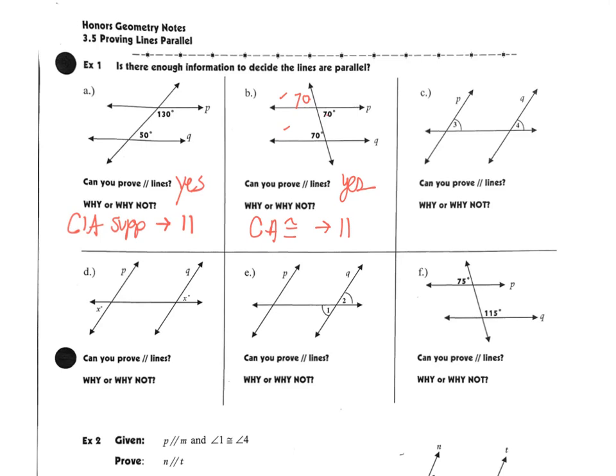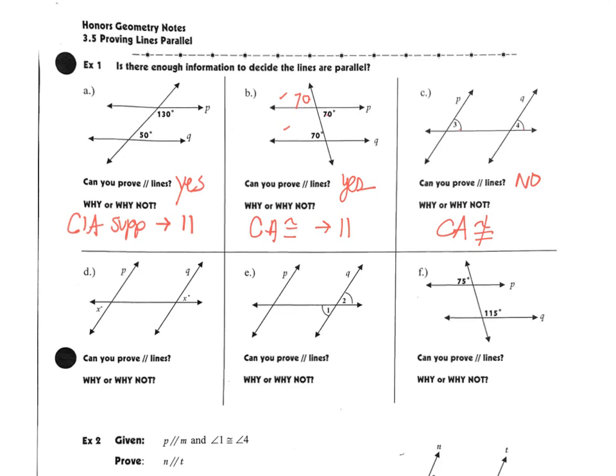If we look at example C, you can see that we are given angles 3 and 4, but we don't know anything about angles 3 and 4. What are their measures? So therefore, we do not have enough information to say that those lines are parallel, because we do not know that those corresponding angles are congruent. They're not marked off as congruent, so we cannot say that they are.